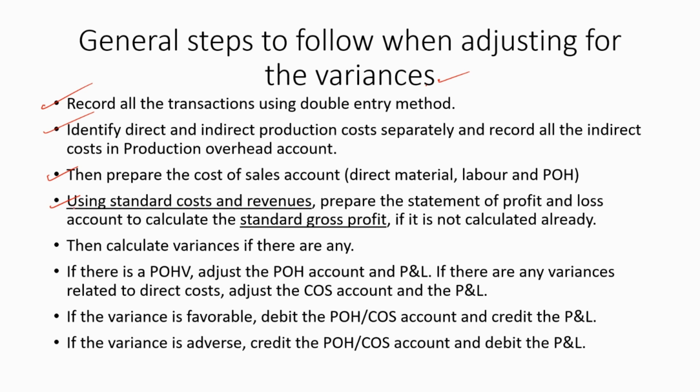Now you know the standard costs and revenues will be used to prepare the statement of profit and loss account. Then calculate variances if there are any. If there is a production overhead variance, adjust the production overhead account and P&L account. If there are any variances related to direct costs, adjust the cost of sales account and the P&L. If the variance is favorable, debit the production overhead account or the cost of sales account and credit the P&L. If the variance is adverse, credit the production overhead cost or the cost of sales account and debit the P&L.